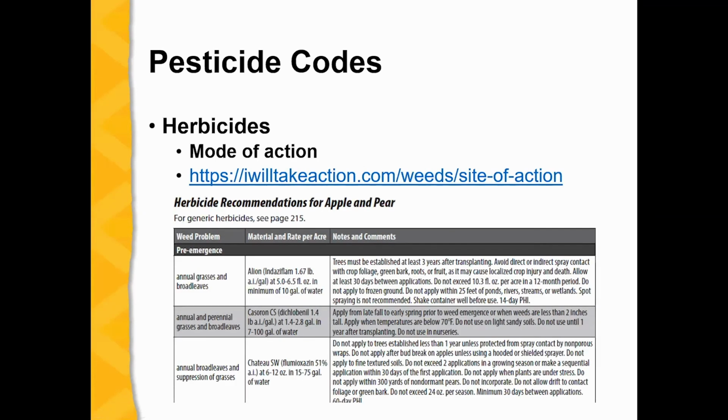Herbicides are a little different. They don't have a fancy name for it. It's typically just called a mode of action. And the chart in the Fruit Production Guide is a little different. It doesn't have a code number listed in this chart. However, all herbicides also have a code number, and the site for those is listed here. It's a little bit different because it is more geared toward field crops.